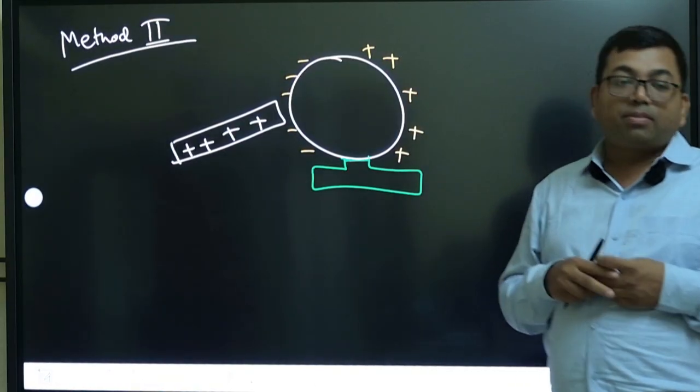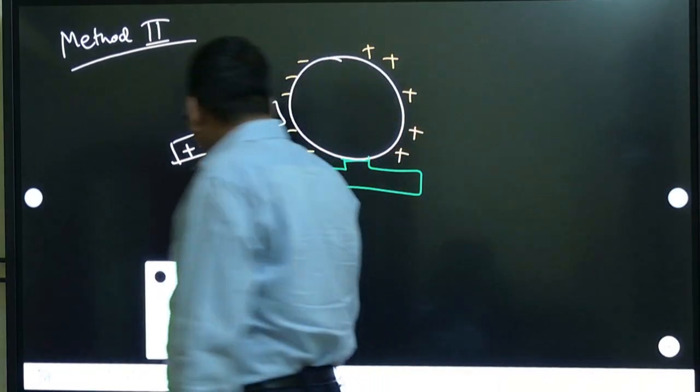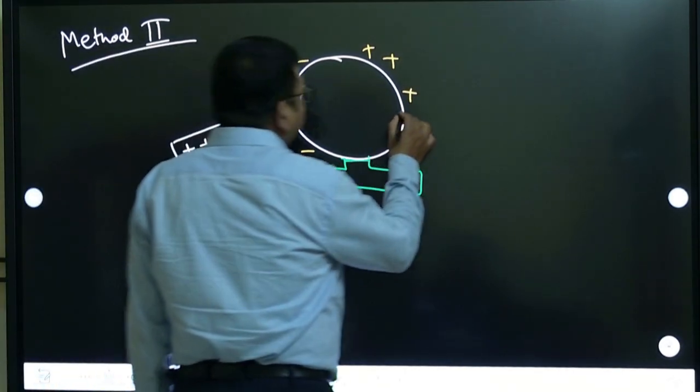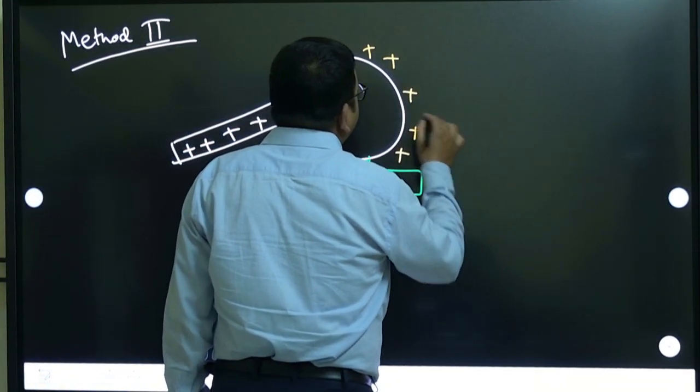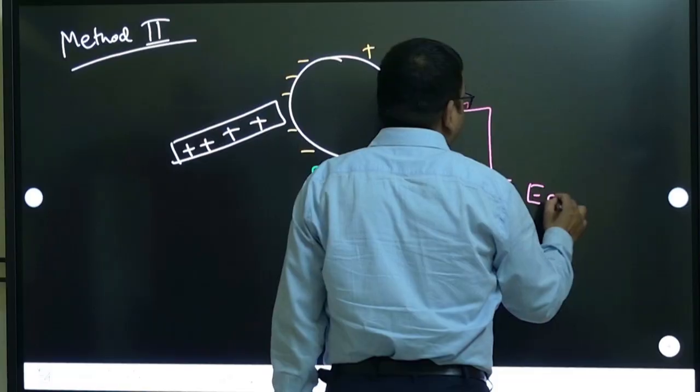But how to develop charge then? We want to develop charge. So for that case, you need to do earthing here. Earthing means this end is connected to ground. This is called earthing.